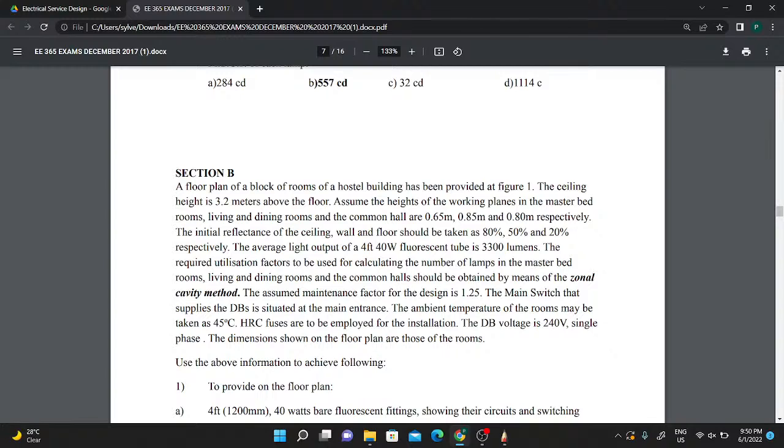A floor plan of a block of rooms of a hostel building has been provided at figure 1 that you have. The ceiling height is given as 3.2 meters.